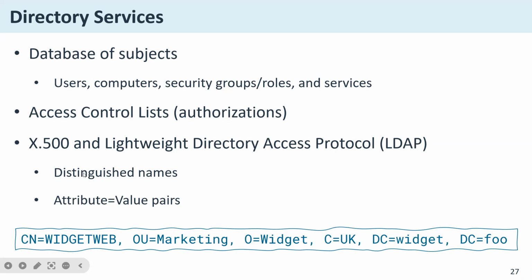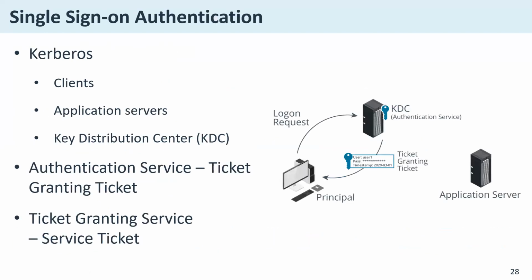So you have either a distinguished name or an attribute value pair. So something of this nature, right? So you can say this is for widget web, this is for marketing, this is for widget, this is for UK, this is for widget. So all of this is going to help us provide authorization to subjects trying to have access to objects, right? That's people or items or services that are trying to have access to data.